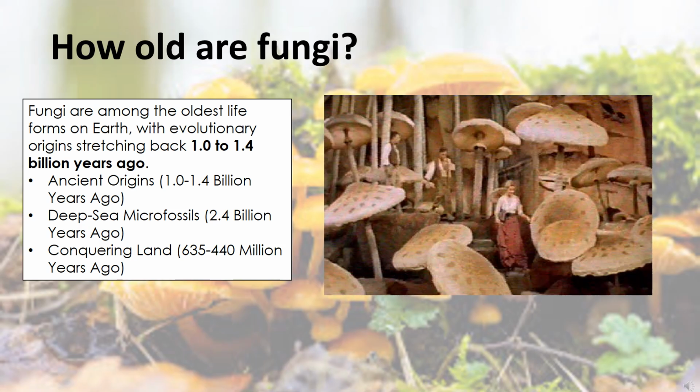Fungi are among the oldest life forms on Earth, with evolutionary origins stretching back 1 to 1.4 billion years ago. This means they conquered the Earth's surface hundreds of millions of years before the first plants or animals appeared. The timeline of fungal evolution breaks down as follows. Ancient origins, 1 to 1.4 billion years ago. Genetic and molecular clock analyses suggest that the earliest single-celled, aquatic ancestors of modern fungi diverged from the lineage that would eventually lead to animals.